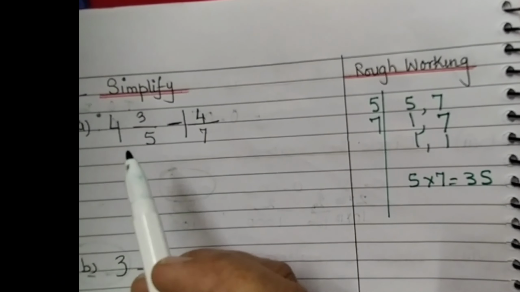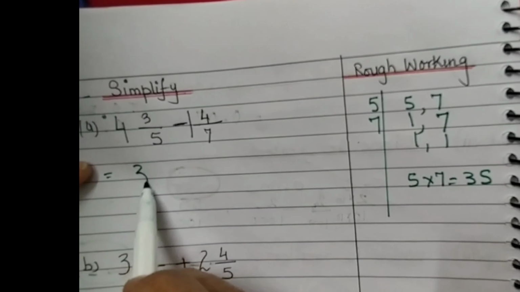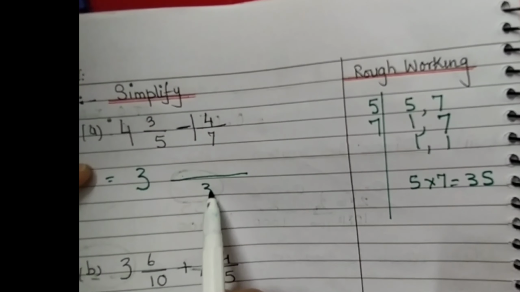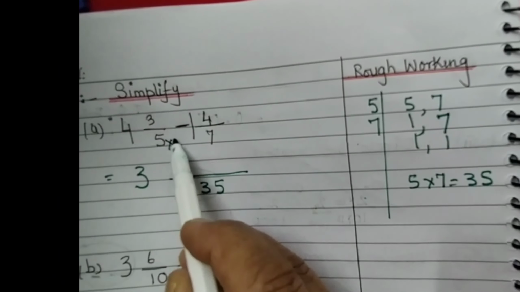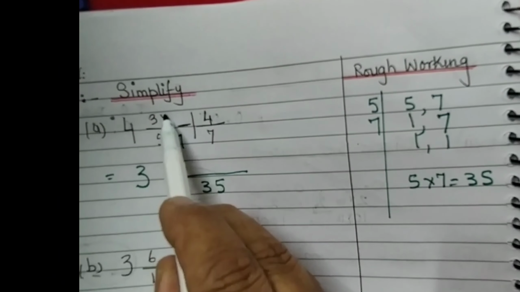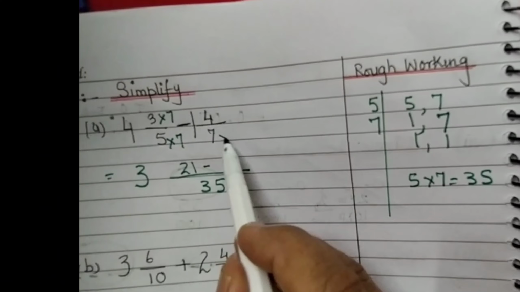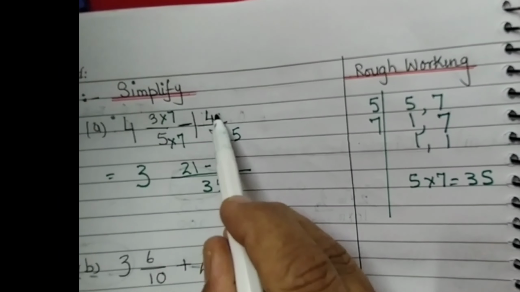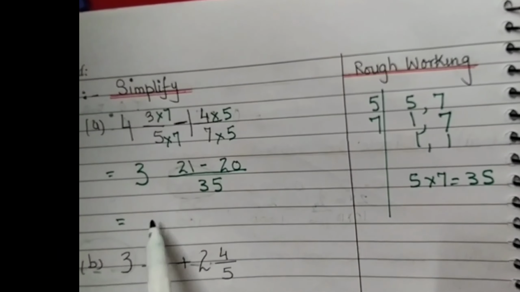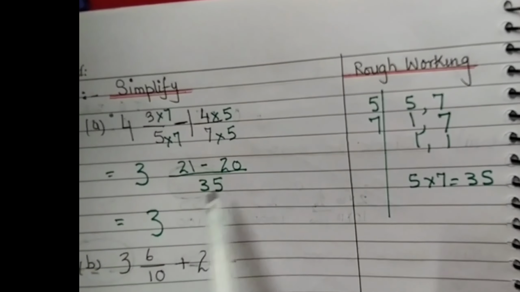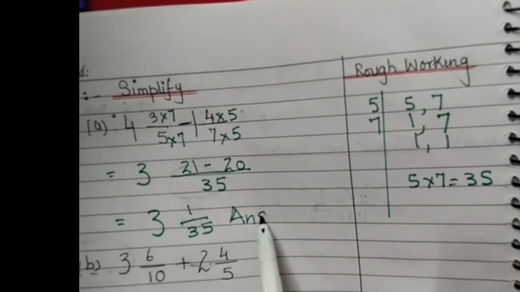Okay, since we have a subtraction sum here, first we minus the whole numbers. 4 minus 1, 3. My LCM is 35. 5 ones are 35. 5 sevens are 35. So I'll bring the 7 up here. 3 sevens are 21 minus 7 fives are 35, and so 4 fives are 20. What do you think the answer should be? 3 whole 21 minus 20, 1 upon 35 is my answer.